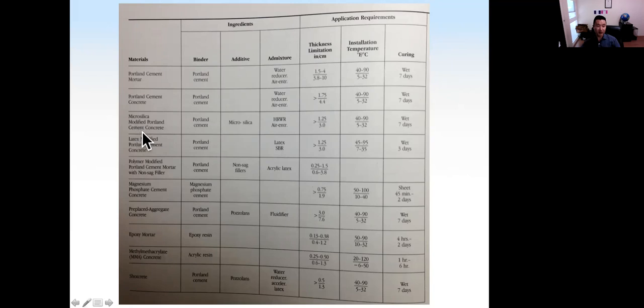Silica modified Portland cement concrete, that's cement with silica fume. Latex modified Portland cement concrete, we discussed that before. We can modify the performance of this latex modified concrete. Magnesium phosphate cement concrete, that's a special type of concrete with a different set of chemical reactions. It can also be used for repair purposes.